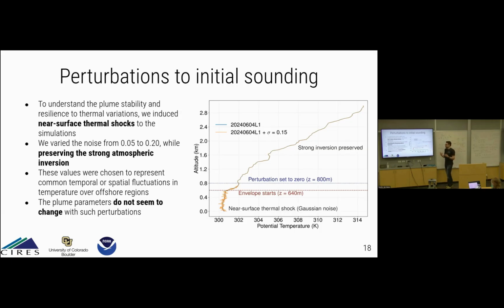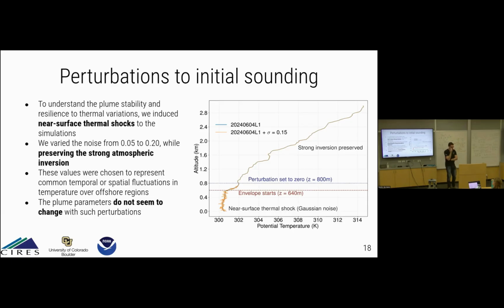And I want to know if those variations closer to the surface are going to cause any difference to the physical properties of the plume, the plume morphology. We varied the noise from 0.05 to 0.20 while preserving the atmospheric inversion. And the thing is, the plume parameters do not seem to change with such perturbations. It doesn't matter how much we perturb the near surface region of the plume.